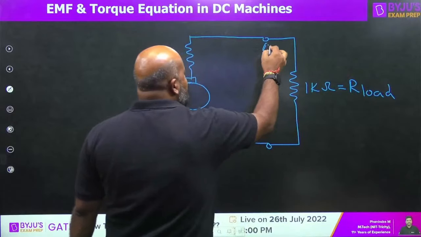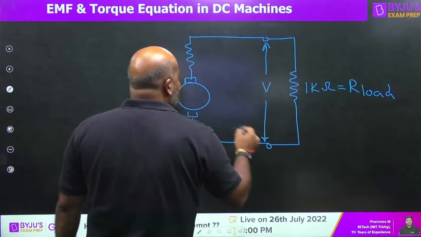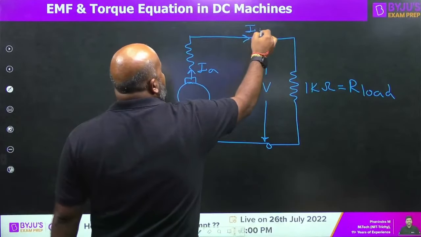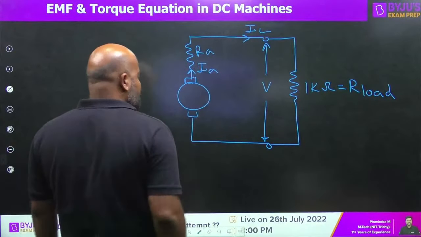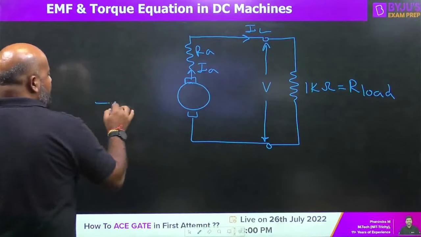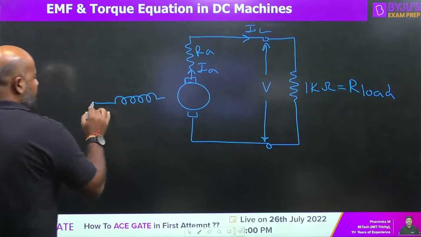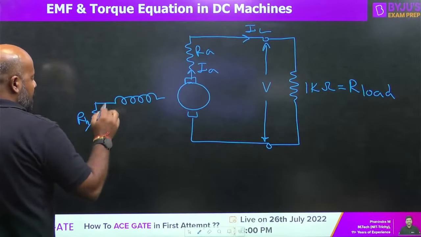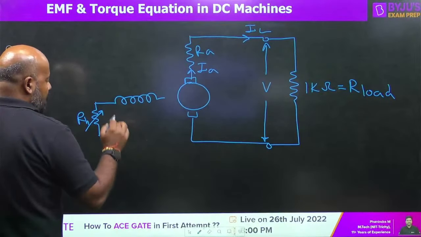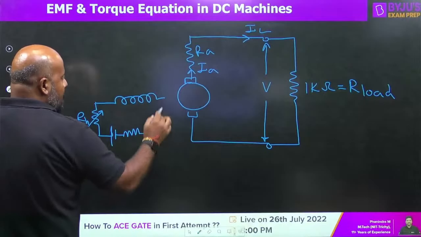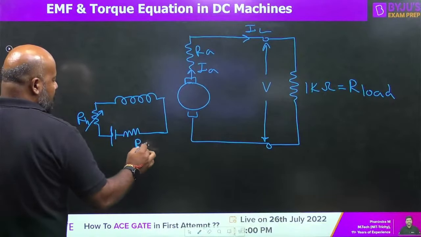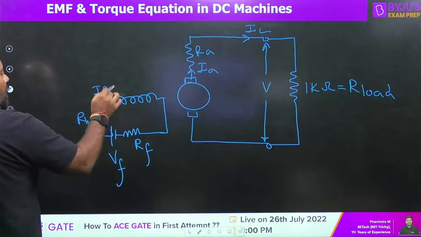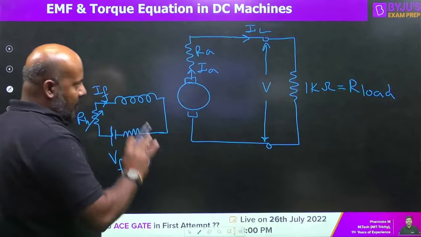Is it clear? Suppose this is the terminal voltage. This is the armature current. This is the load current. This is the armature resistance. The field circuit is separately excited. This is the variable resistance, rheostatic resistance. This is the excitation in the field winding, and this is the field winding resistance. This is RF, this is VF, and this is the current in the field winding, something like this.